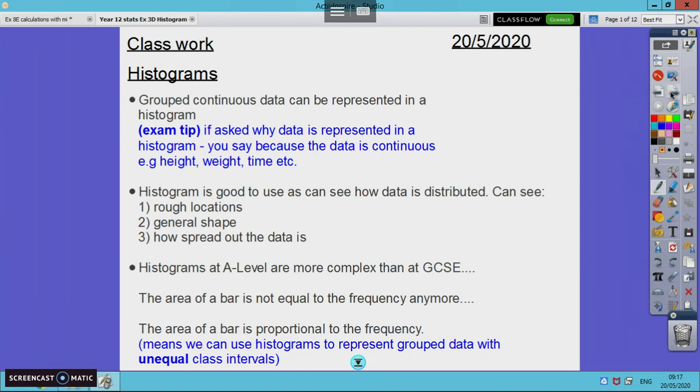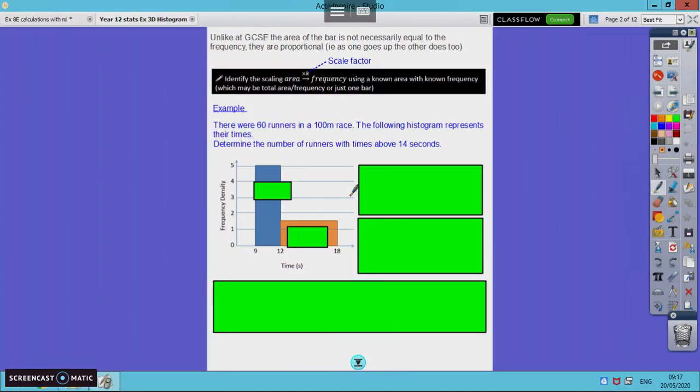So make notes on those things. I've put them into 3 separate bullet points for you. As I said, unlike at GCSE, the area of the bar is not necessarily going to be equal to the frequency. If it is equal to the frequency, the scaling factor is 1 because they don't change. But that still means that they are proportional. As one goes up, the other does too. So if you multiplied the area of the bar by 2, the frequency would go up by 2, multiplied by 2, if that makes sense.